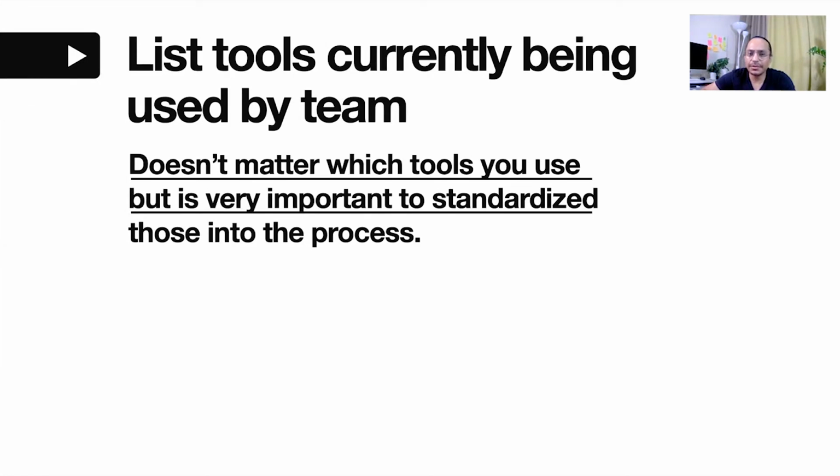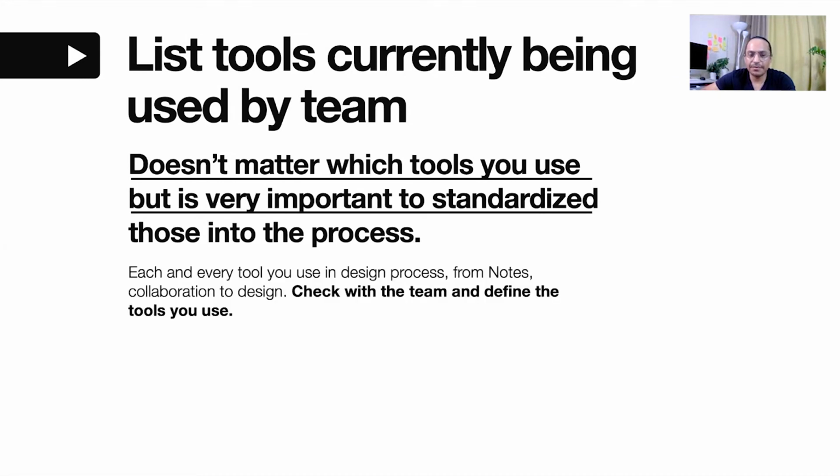List the tools currently being used by the team. Also check what different tools are used to create the product. It doesn't matter which tools you use, but it is very important to standardize them in the process. Each and every tool you use in the design process, from notes collaboration to design, check with the team and define the tools you use. It could also be tools used by the developers.